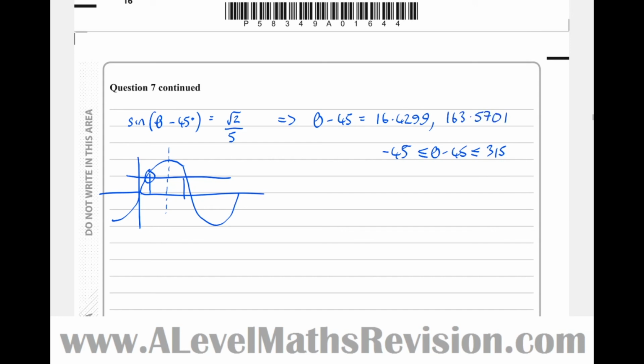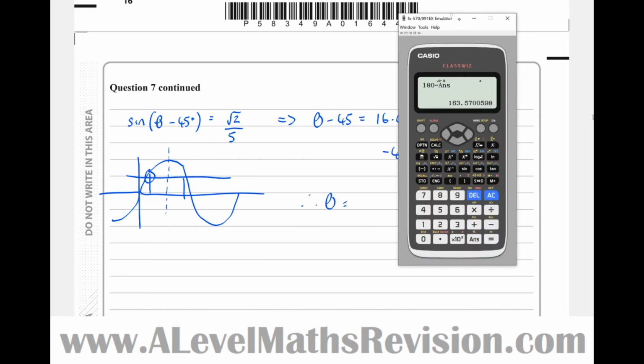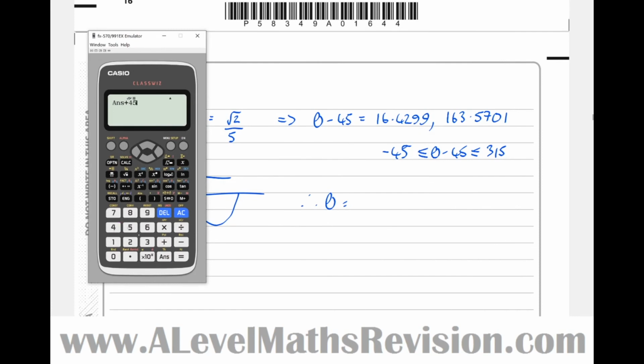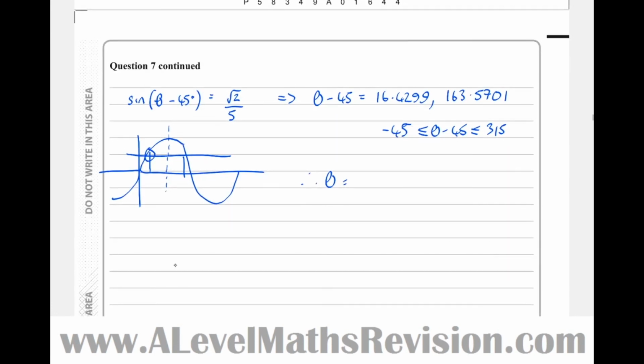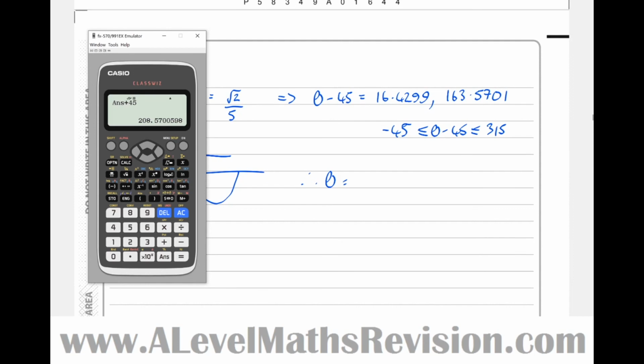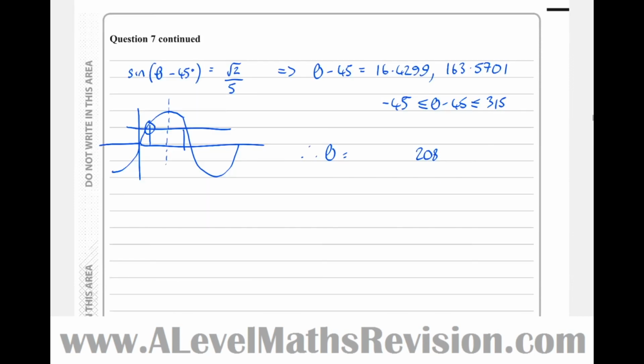Right, so adding 45 to those now, so therefore theta equals, add 45 to that, we get 208. One decimal place it asked for, so we must give it that in the answer. So 208.6. Then adding 45 to the other answer, we get 61.4. So there's our two answers. So put a box around the answer, and we're done on that question.